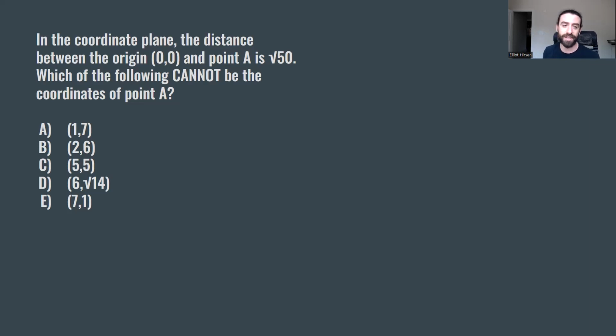All right, this one says in the coordinate plane, the distance between 0, 0, the origin, and point A is the square root of 50. Which of the following cannot be the coordinates of point A? So what do we recognize in the first few seconds reading this problem? Hopefully the same word is coming to all of our minds, and that is geometry. Okay, we have some geometry happening in this question.